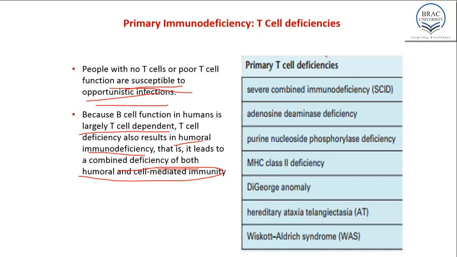Some of the diseases caused by primary T cell deficiency are severe combined immunodeficiency or SCID, adenosine deaminase deficiency, purine nucleoside phosphorylase deficiency, MHC class 2 deficiency, and Wiskott-Aldrich syndrome. These are some of the most common diseases caused by T cell deficiencies.